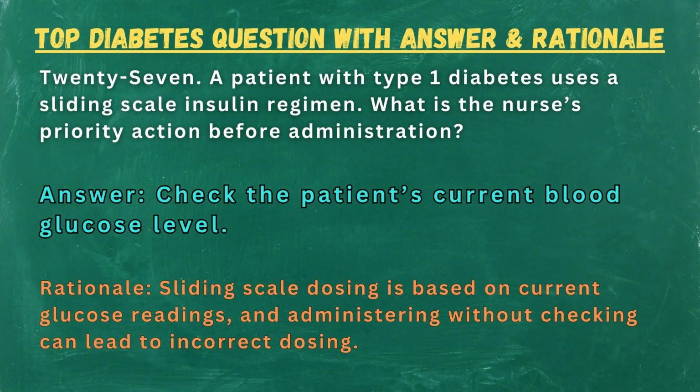27. A patient with type 1 diabetes uses a sliding scale insulin regimen. What is the nurse's priority action before administration? Answer: check the patient's current blood glucose level. Rationale: sliding scale dosing is based on current glucose readings, and administering without checking can lead to incorrect dosing.